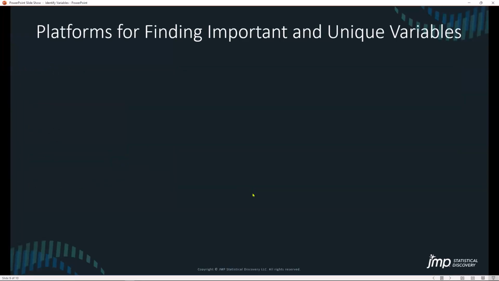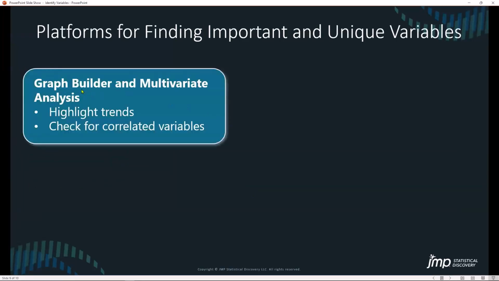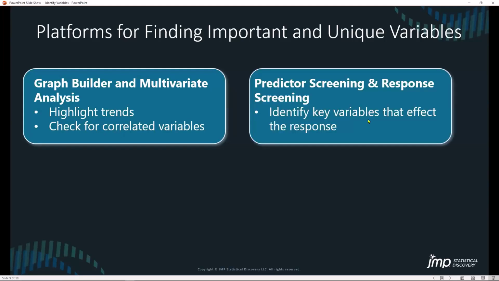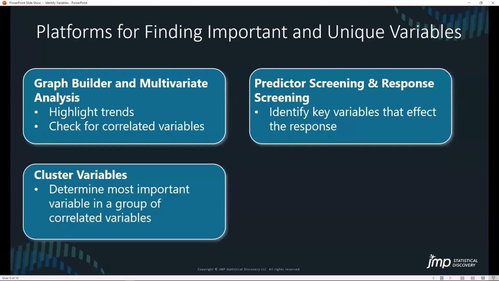And we're going to use a number of different platforms today. Good old trusty Graph Builder, no matter what your use case is in JMP, you can probably use Graph Builder to help get you started. And the multivariate analysis platform. So these help us find trends and maybe check for correlated variables. We're also going to use predictor screening and response screening. So these are going to identify those variables that can affect the response. These are going to find those important variables.